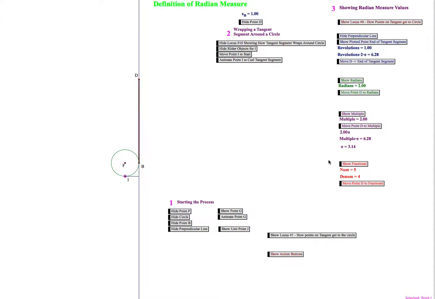We can choose multiples. In this case we'll use 5 over 4, that multiples of pi, and we'll move the point D down to that point, and here is the point at 5 pi over 4 radians. So that's where the definition of radians comes from, and I hope that helps.